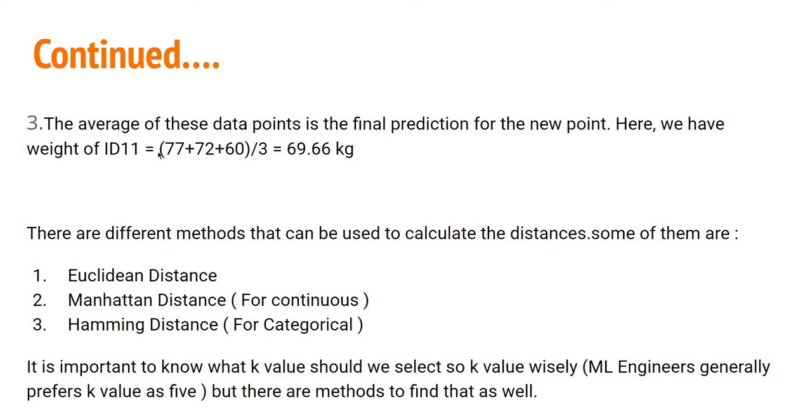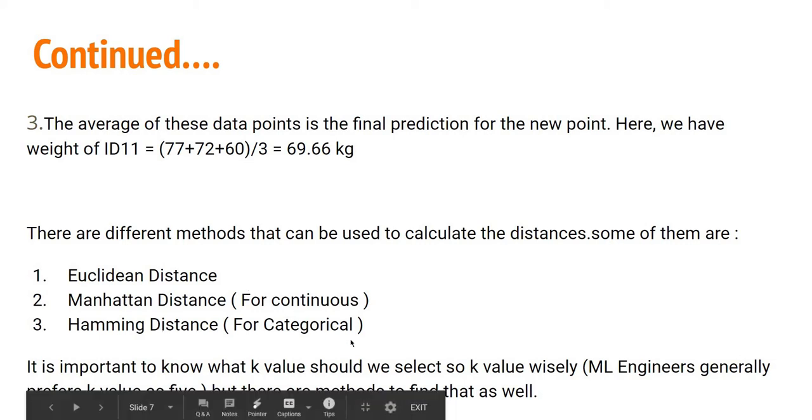So how can we calculate the distance? There are some methods like Euclidean distance, Manhattan distance, and Hamming distance. Manhattan distance is used for continuous values, meaning in a regression problem like the one we will be doing in this video, and Hamming distance is used for categorical values, that is, for true or false values.